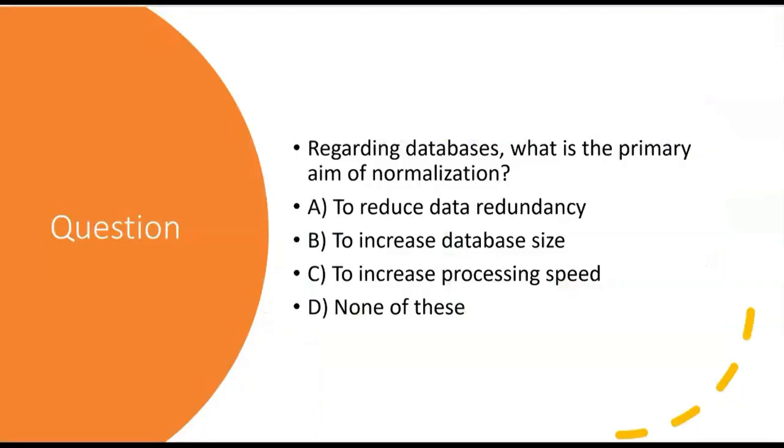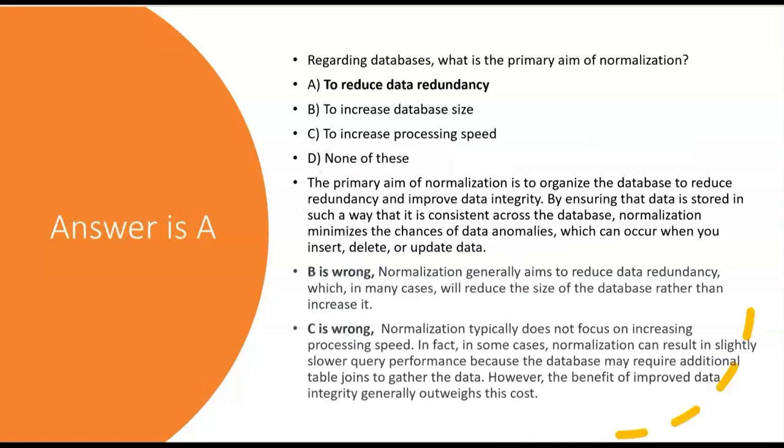So regarding databases, what is the primary aim of normalization? Is it A, to reduce data redundancy? Yes. B, to increase database size? No. C, to increase processing speed? No. Letter A is correct. The primary aim of normalization is to organize the database to reduce redundancy and improve data integrity. By ensuring that data is stored in such a way that it is consistent across the database, normalization minimizes the chances of data anomalies, which can occur when you insert, delete, or update data.